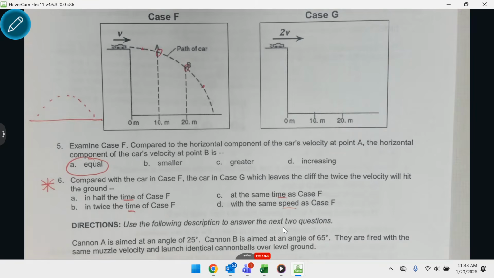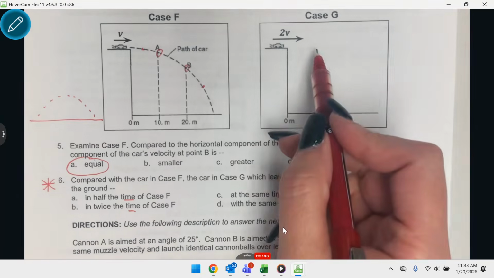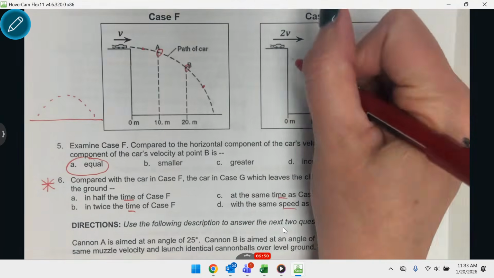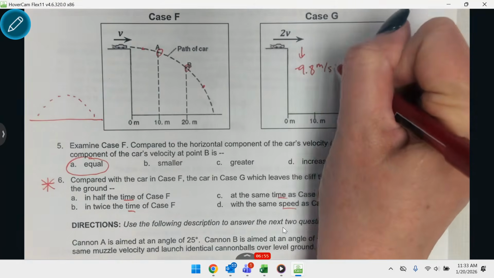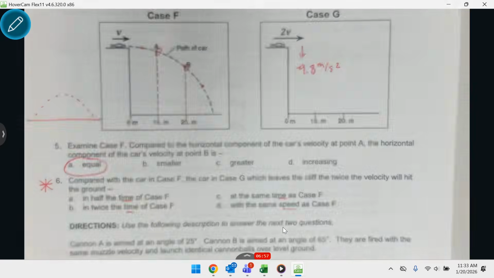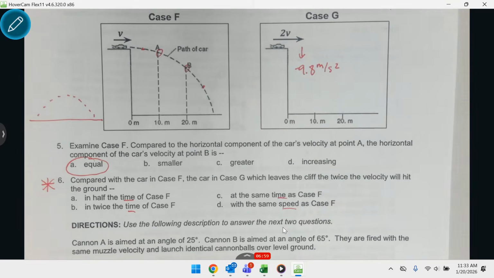Horizontal motion is independent of vertical motion. So yes, this one's faster, but vertically, it's going to fall at negative 9.8 meters per second squared, just like this one. If it's the same cliff from the same height and they both have an initial vertical velocity of 0, because these are horizontal launches, then the time it takes them to hit the ground is exactly the same. And the final vertical velocity is exactly the same, the vertical velocity.